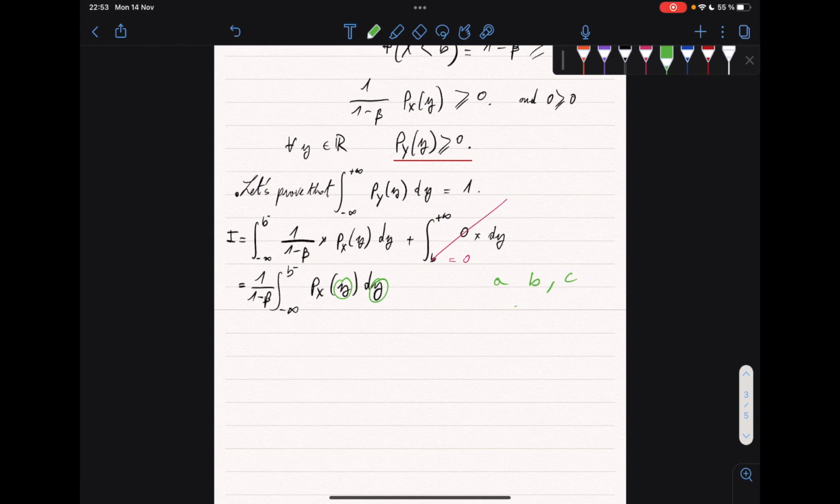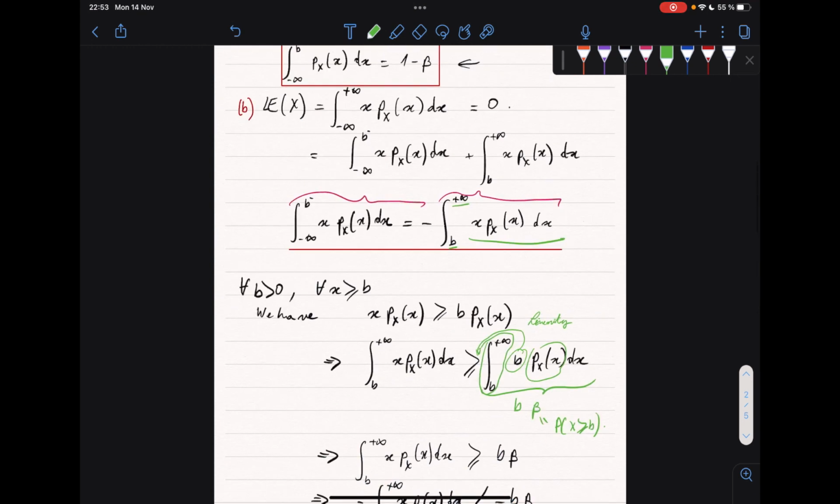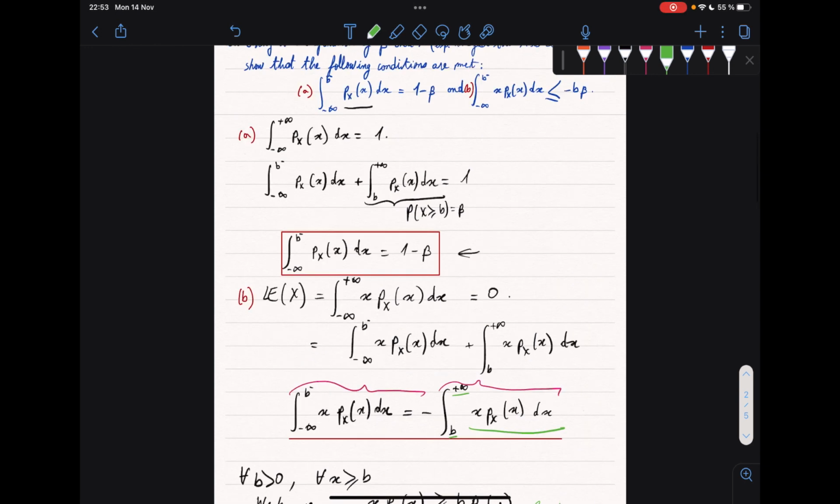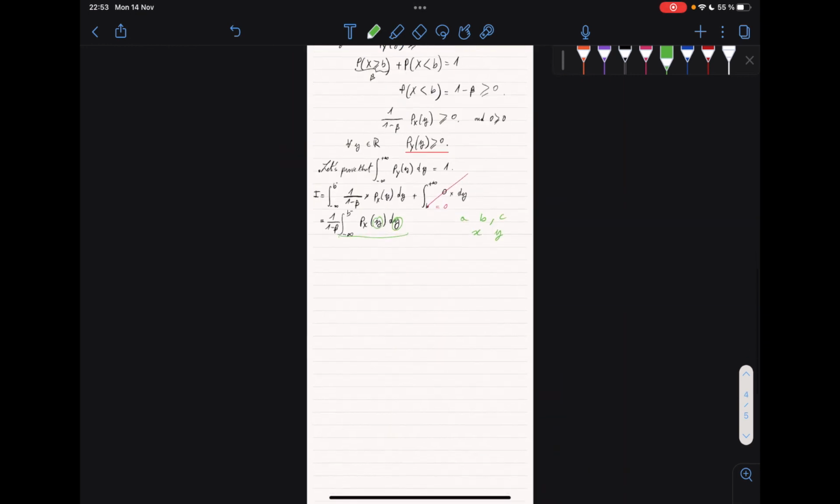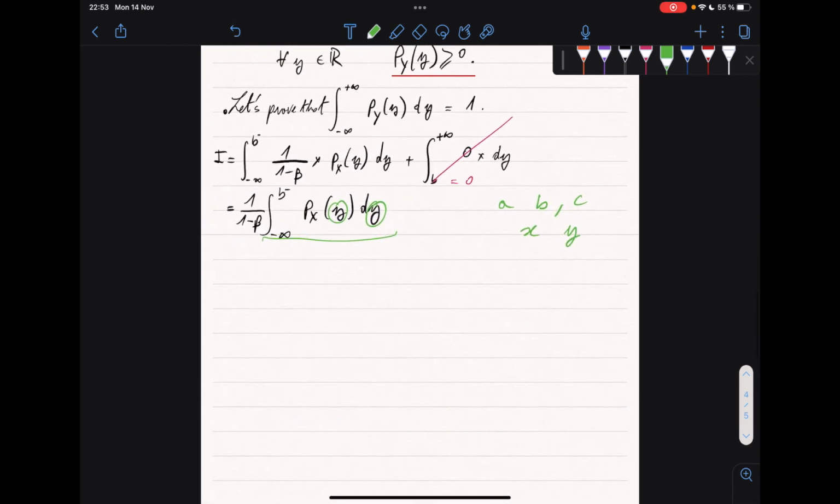A, B, C, X, Y, it doesn't matter. So this entity here is actually the same as this entity. So we can just replace those two entities, and we can replace that value by y, 1 minus beta. So this entity is actually equal to 1 minus beta.